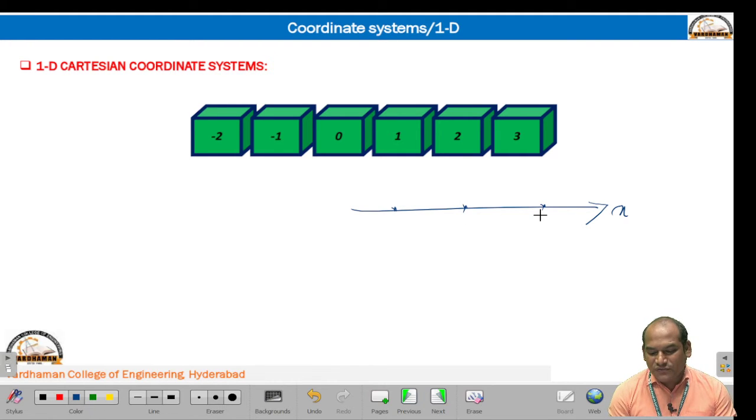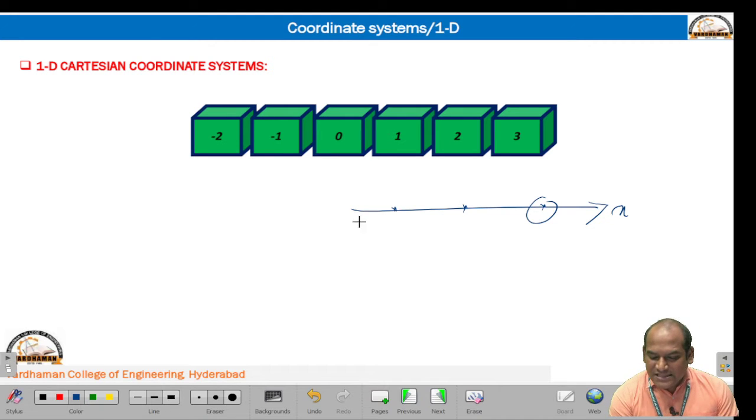I need to specify the location of this particular point. For example, how to specify the location of this particular point? To specify the location of this particular point, we need some reference. From the reference, this much amount of distance is there towards this particular general point. That means a reference is required in any coordinate system.